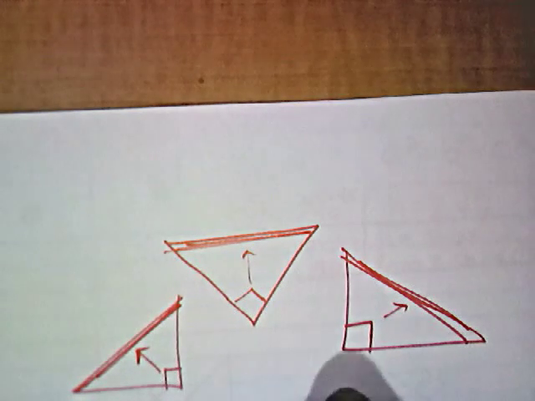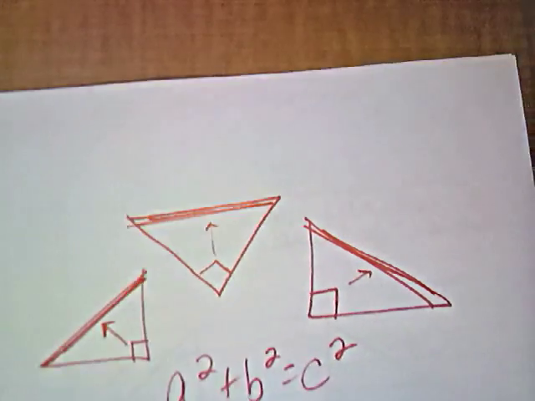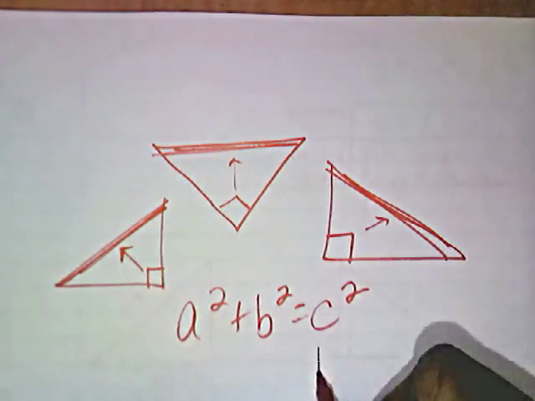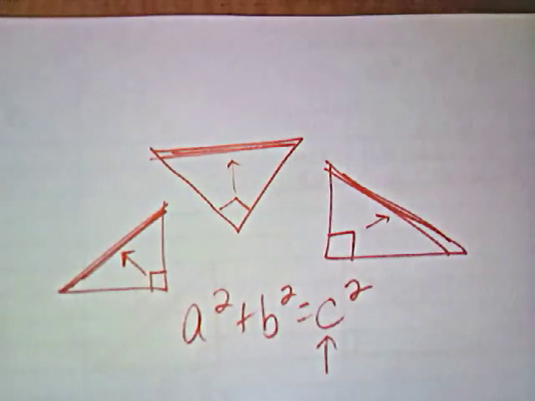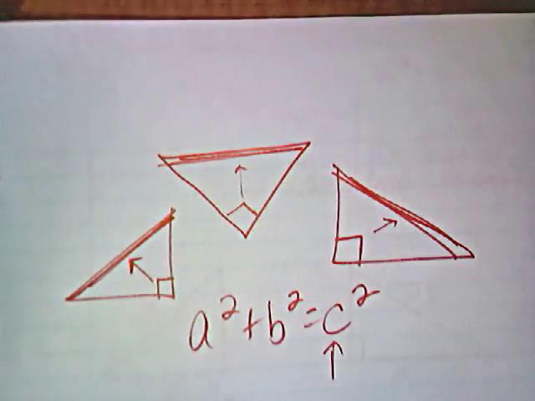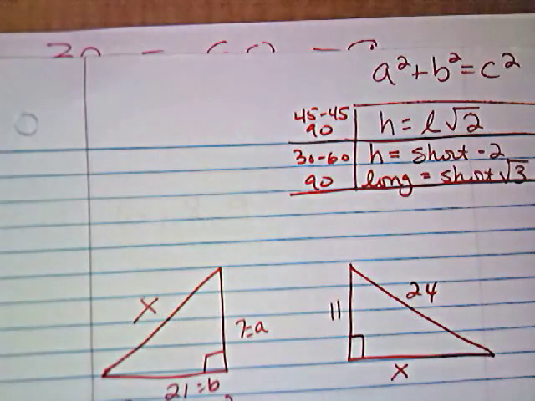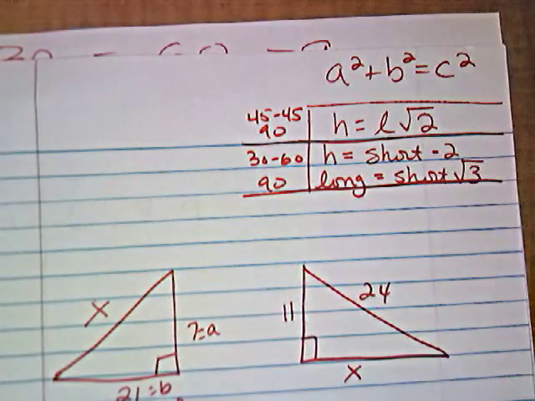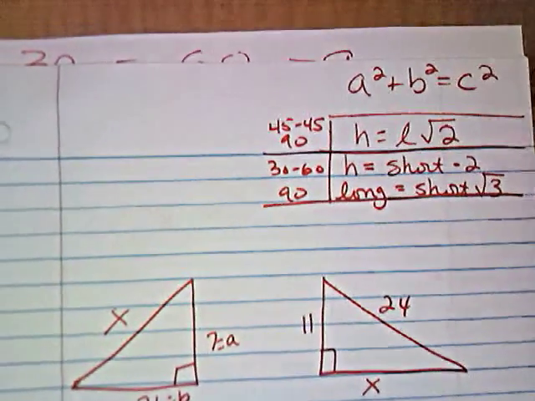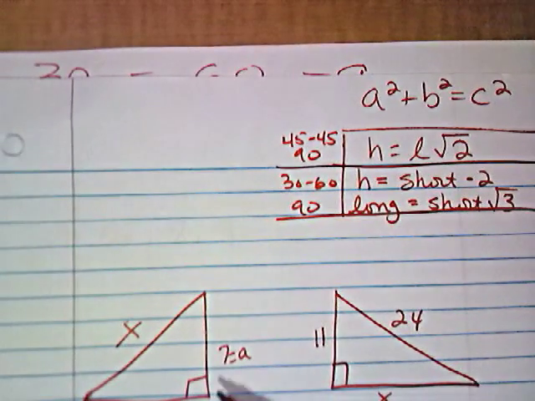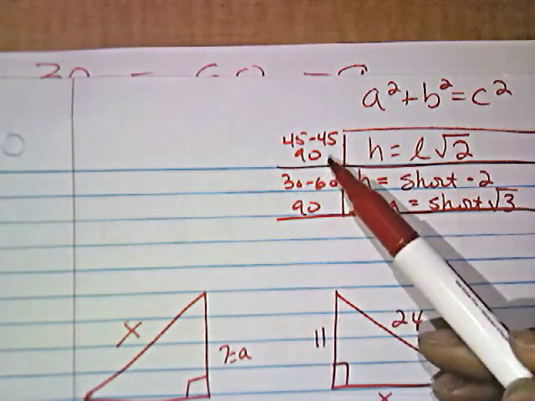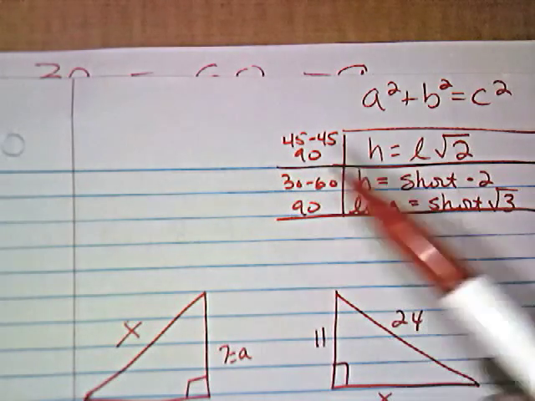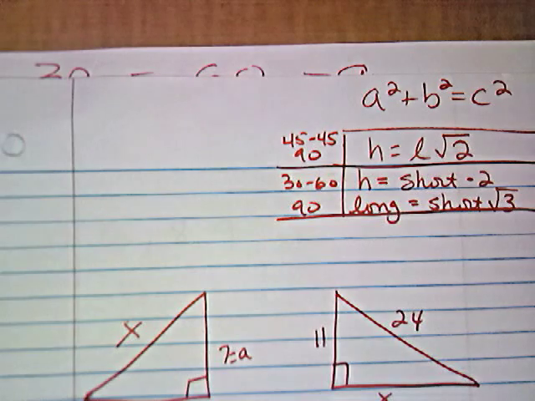I also have to know that a squared plus b squared equals c squared. And anytime I'm talking about the hypotenuse, I'm talking about c squared. Okay, so that's going to come into play right now. The other thing is, I need to be able to identify what kind of triangle I'm dealing with. Is it a 45, 45, 90, a 30, 60, 90, or is it just a triangle that they haven't given me any information on? And then I have to read the instructions.